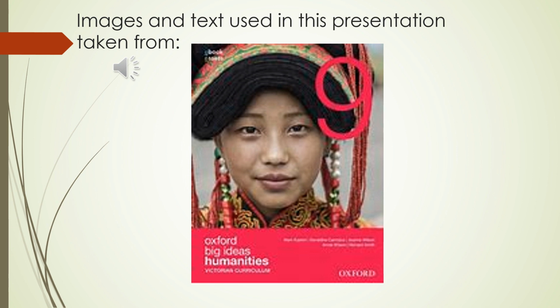Okay, we've come to the end. Full credit must go to the creators and publishers of this textbook, Oxford Big Ideas Humanities for the Victorian Curriculum, published by Oxford and created by some fantastic curriculum writers and teachers. And so everything came out of that. The only thing that I really did here was present it and put it into this shortened form.